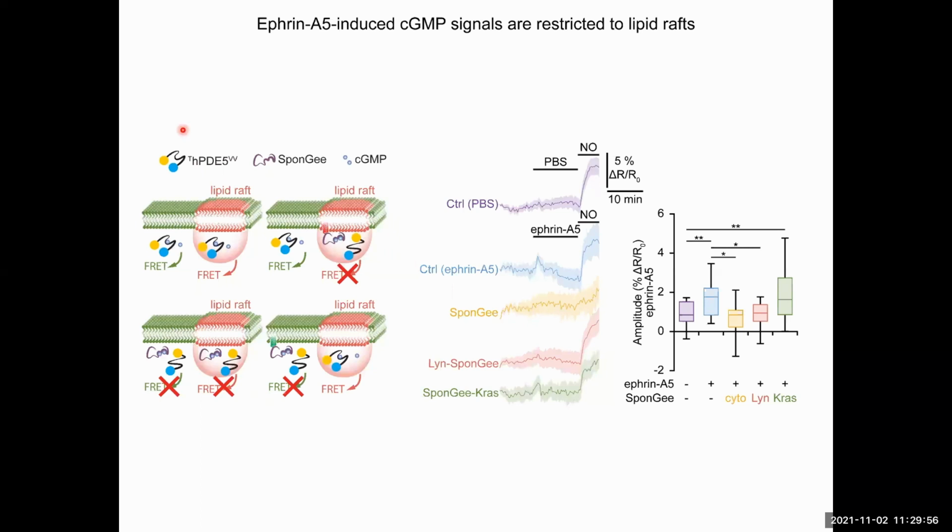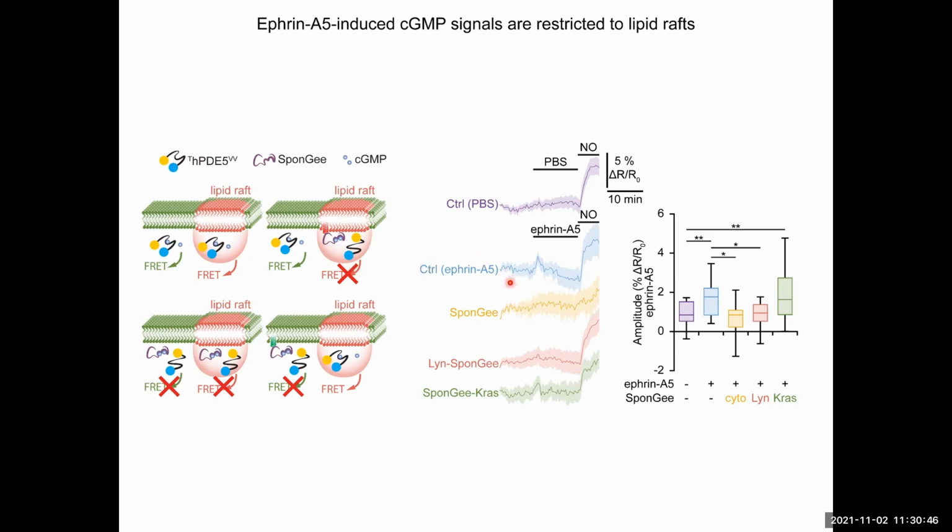We used a soluble variant of this biosensor, and we exposed the retinal axons to ephrins. And in these retinal axons, we co-express the lipid raft targeted, the soluble, or the lipid raft excluded spongy. So what is recorded when the lipid raft targeted spongy is expressed is not the signal derived from lipid raft, but also remaining signal. And this way, we've been able to detect where the cyclic GMP signals induced by ephrin A5 originate in the cell.